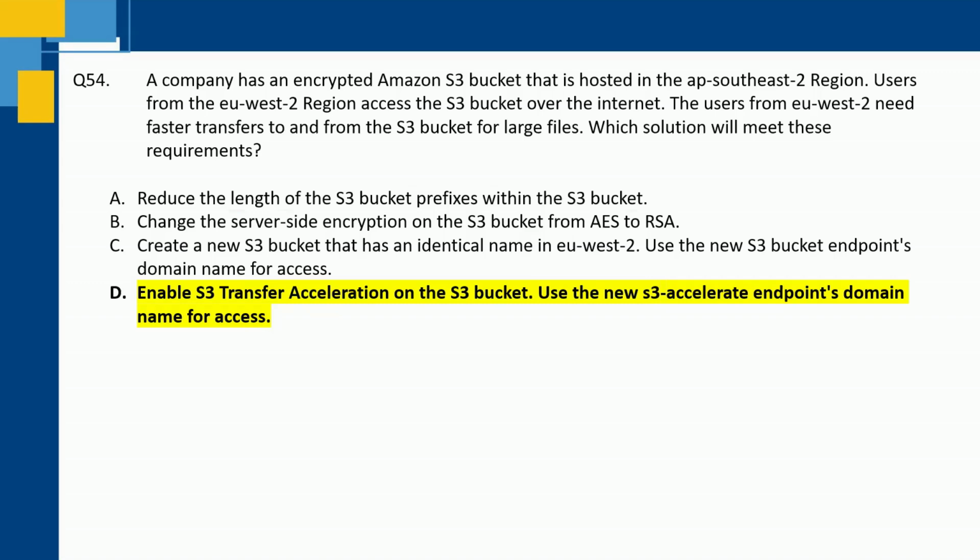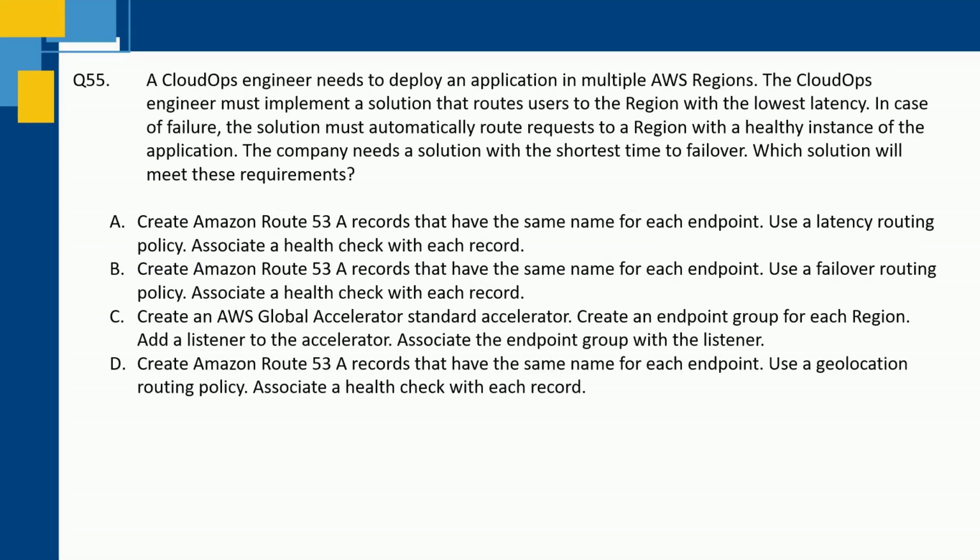Question number 55. A CloudOps engineer needs to deploy an application in multiple AWS regions. The CloudOps engineer must implement a solution that routes users to the region with the lowest latency. In case of failure, the solution must automatically route requests to a region with a healthy instance of the application. The company needs a solution with the shortest time to failover. Which solution will meet these requirements?